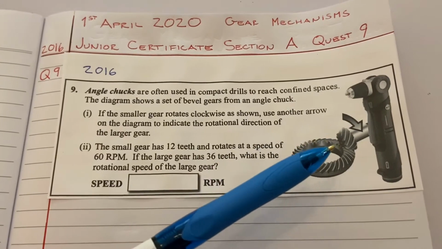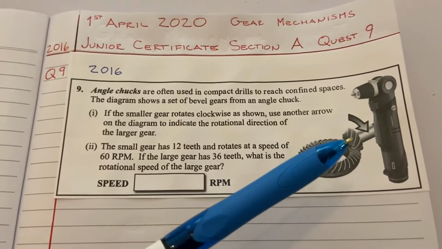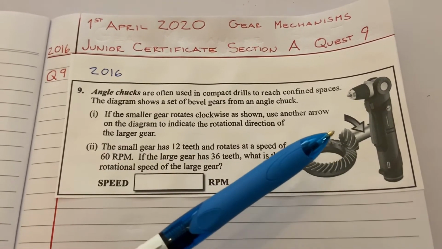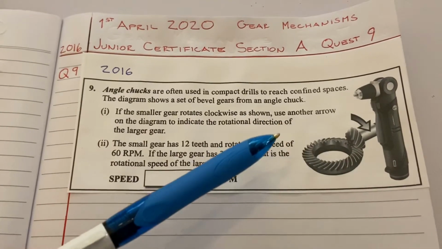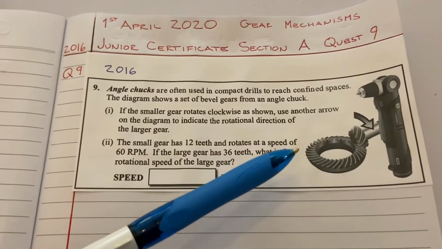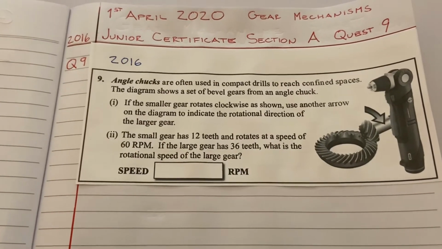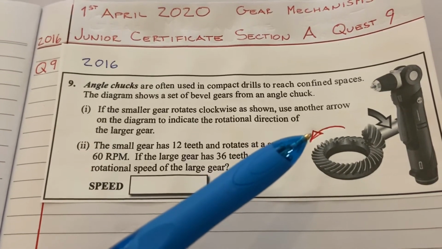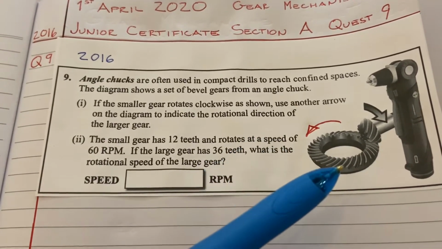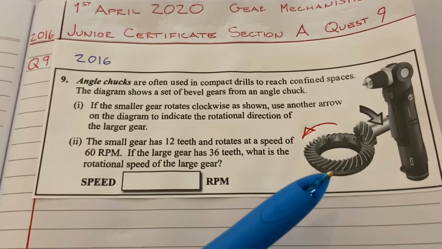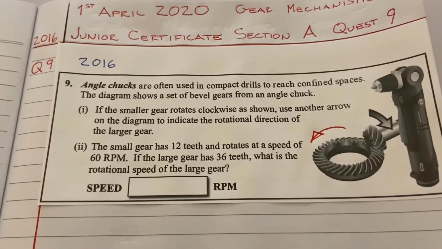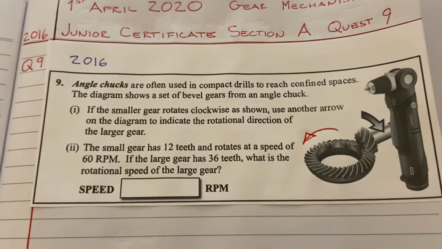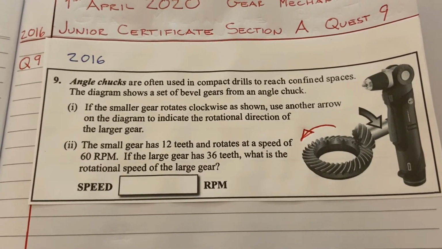We have this wheel here that is spinning in a clockwise direction. So as the teeth on that gear wheel engage, and if this is spinning clockwise, it is going to spin this gear wheel in the opposite direction. So very simply, we put an arrow just above the gear wheel that shows that this gear wheel is moving in an anti-clockwise direction, and that answers the first part of the question: indicate the rotational direction of the larger gear. Moving on to the second part of the question.